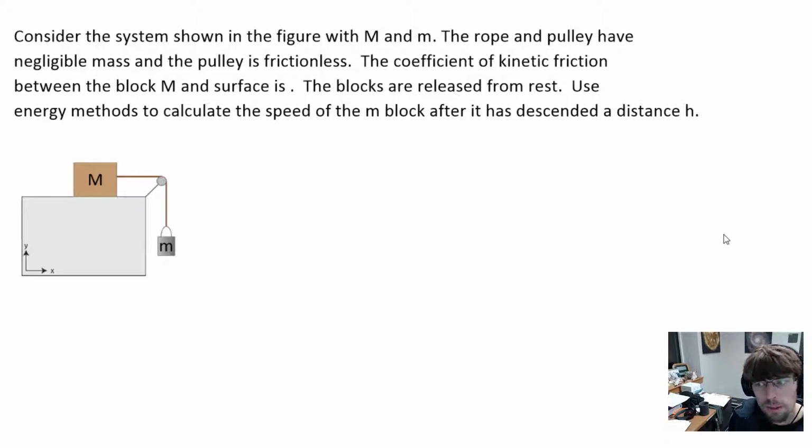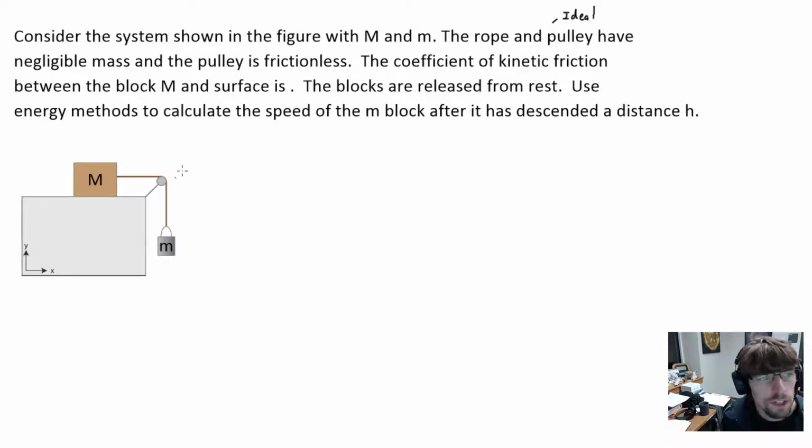So, up here on the screen, I have the next problem for you. Consider the system shown in the figure with M and m. So, we have a big mass M and a little mass m. The rope and pulley have negligible mass, and the pulley is frictionless. In other words, these are what we would call ideal. So, we're dealing with an ideal pulley and rope and all that kind of stuff.